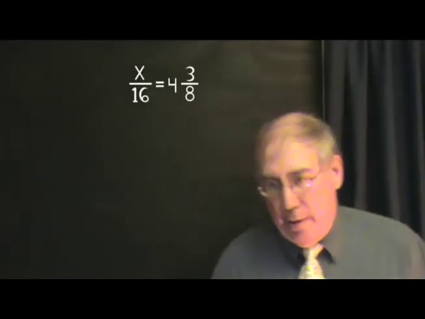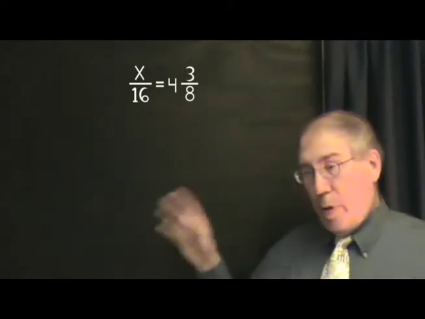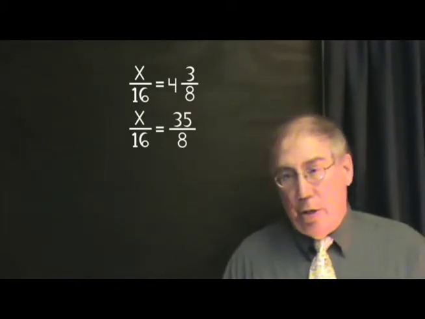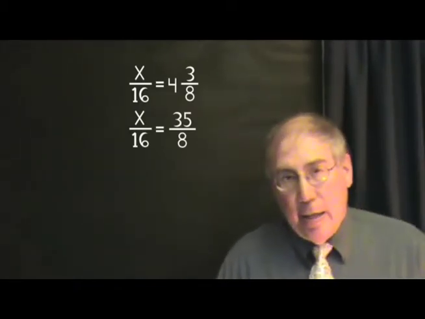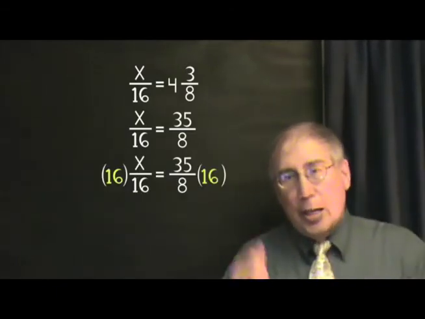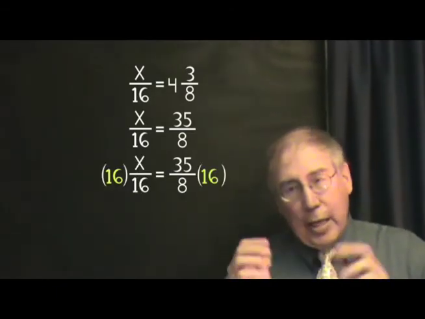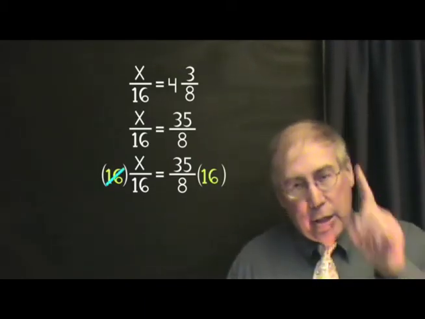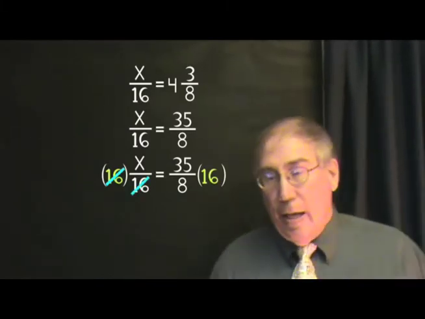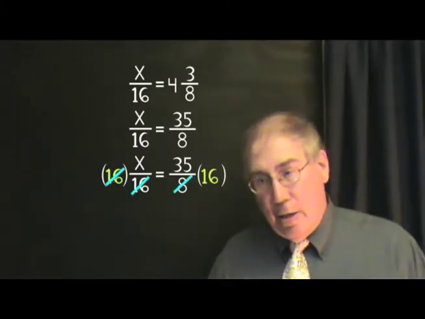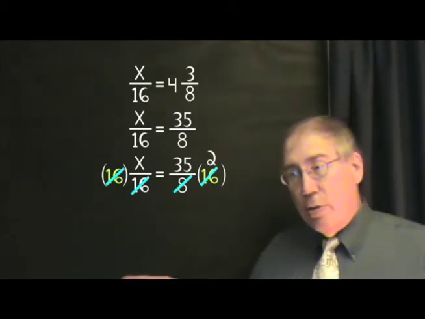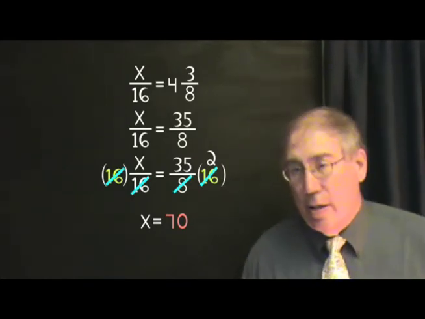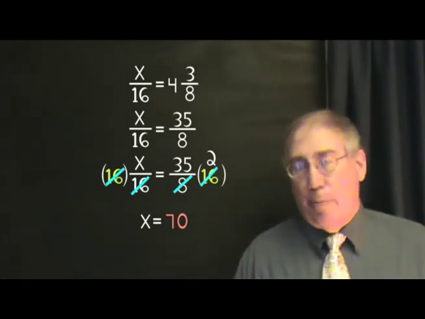Now, in this problem here, we got a little bit of a problem with the right-hand side there. Let's change that mixed number to an improper fraction, so we get 35 over 8. Now, let's look at the denominators, 16 and 8. What's the smallest number that both 16 and 8 will divide into? It's 16. So take the 16 and multiply it times both sides, and on the left-hand side you'll get just an x, and on the right-hand side that 8 divides into 16 2 times, and then you'll get 70 as your solution to this problem here.